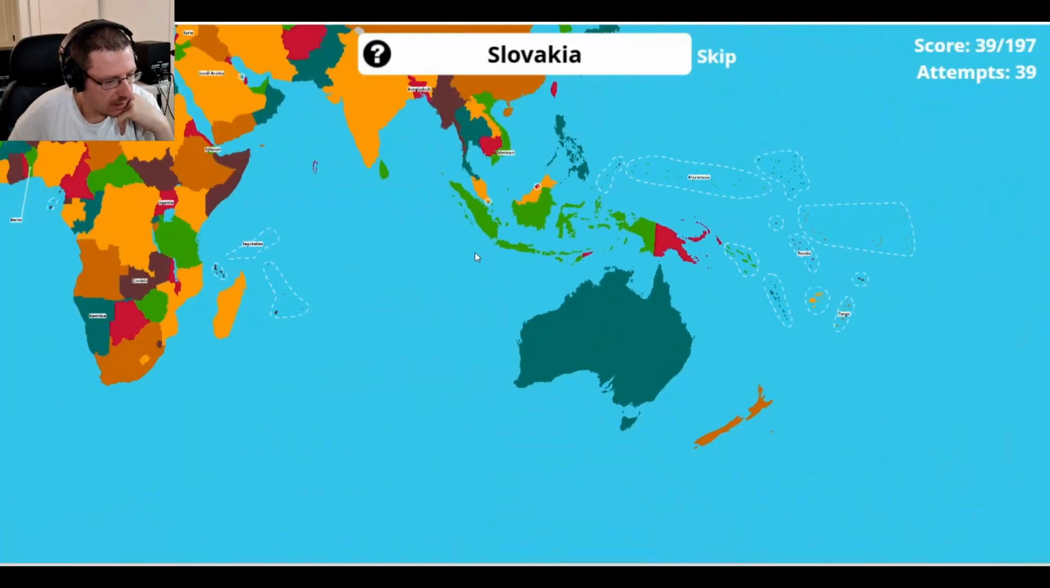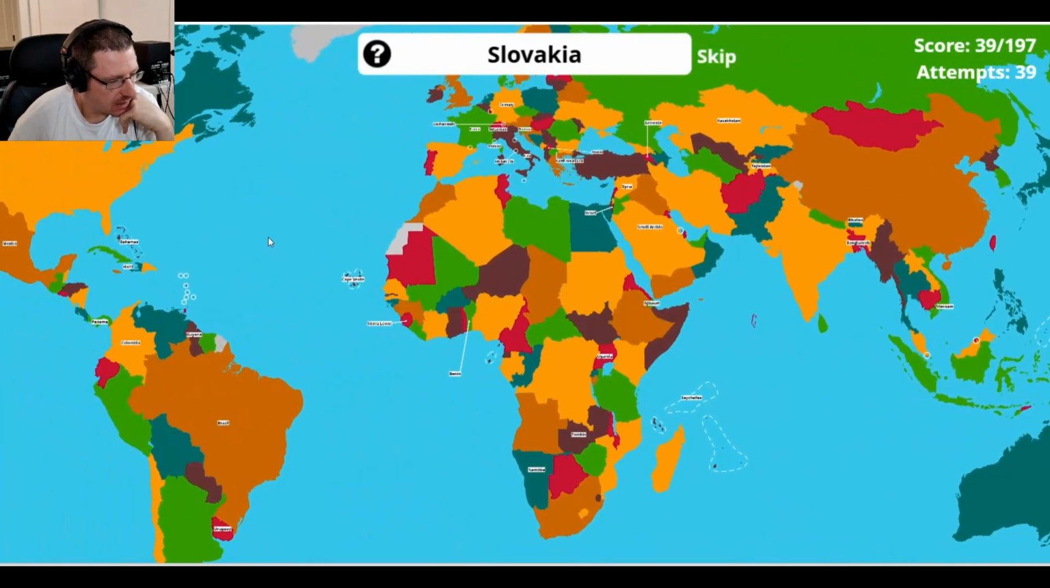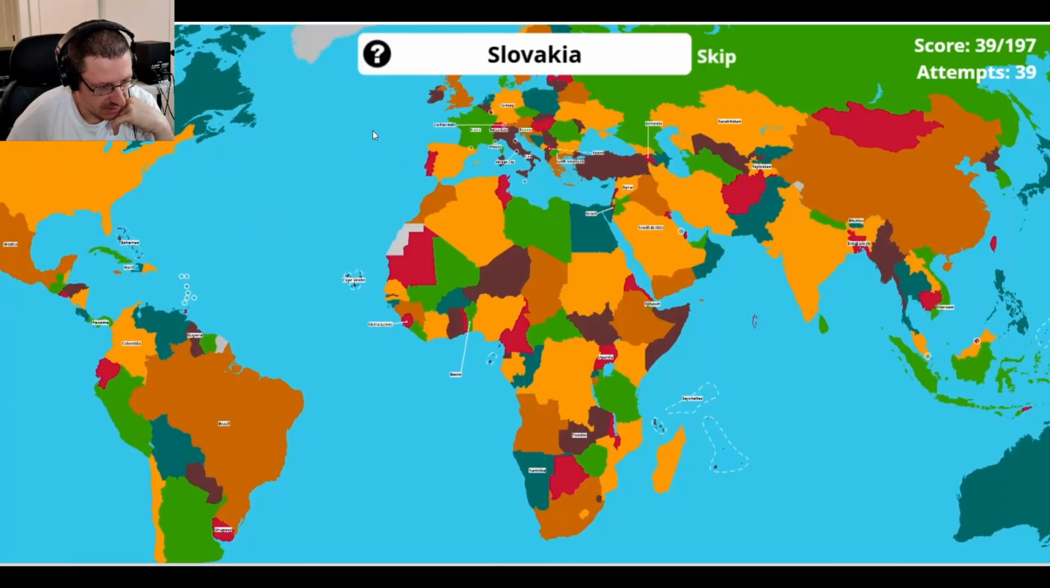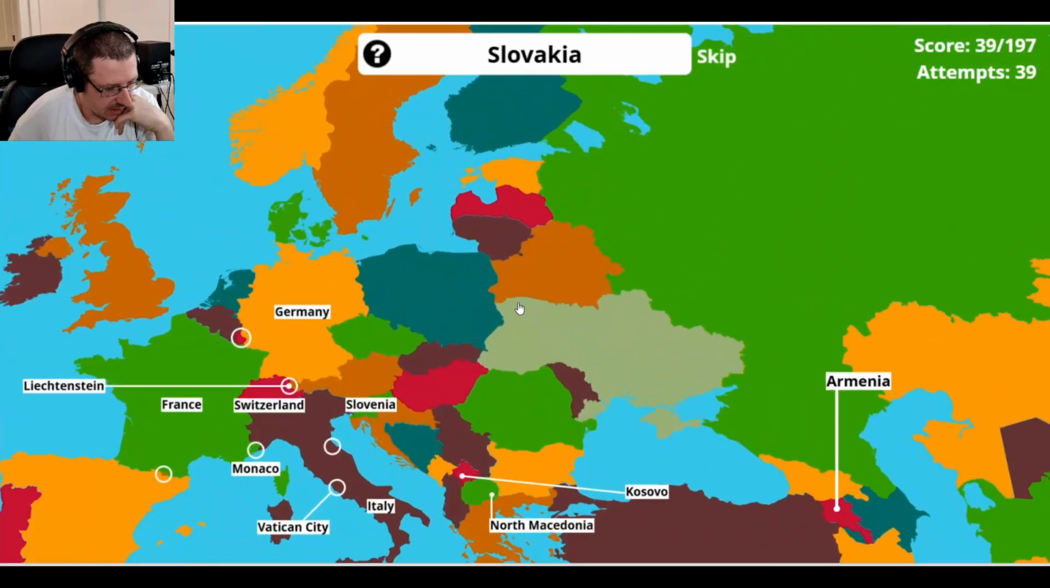Slovakia. Remember how I was saying that Slovakia and Slovenia are easy to get mixed up. Slovakia is right here, and there are like 6,000 caves in Slovakia.